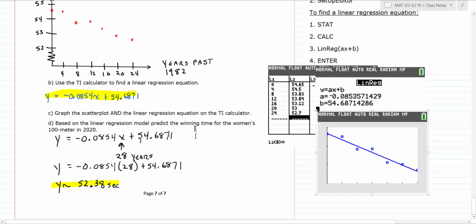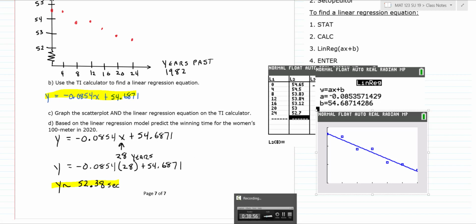Okay, and then for the next one, the year 2020 would be 28 years later, so you do that to get your answer. All right, so that's it. Hopefully you did okay. Let me know if you have any questions.